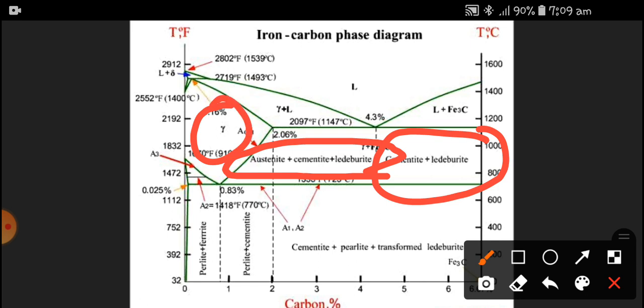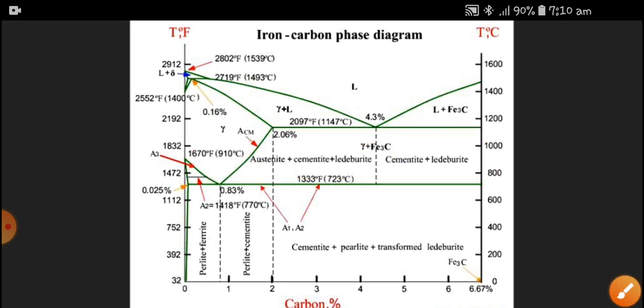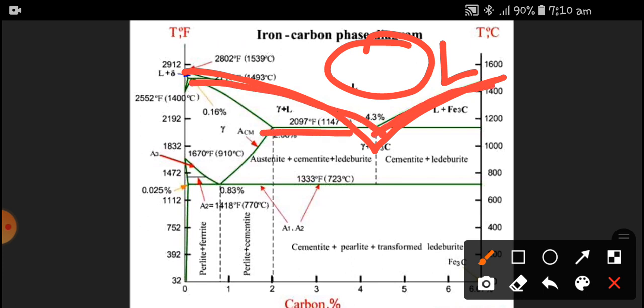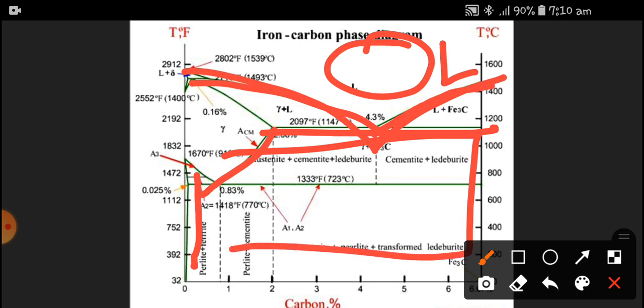Here you can notice that this point is the austenitic point, 1.7 percentage of carbon, that is austenitic steel. And beyond this line, these are all in the liquid state, this line is the liquidus line, and here it is in the pure solid state. So this you have to notice.